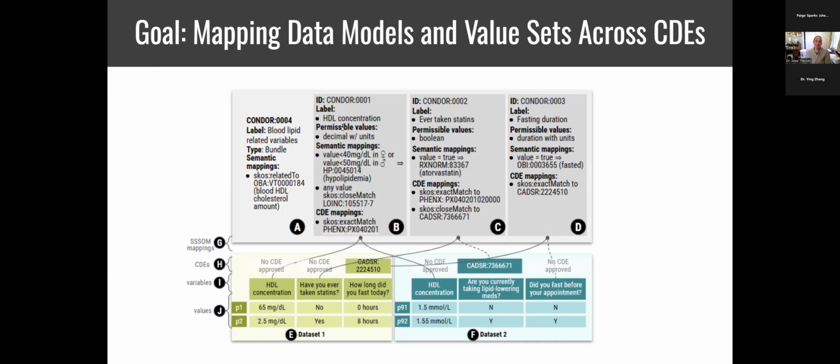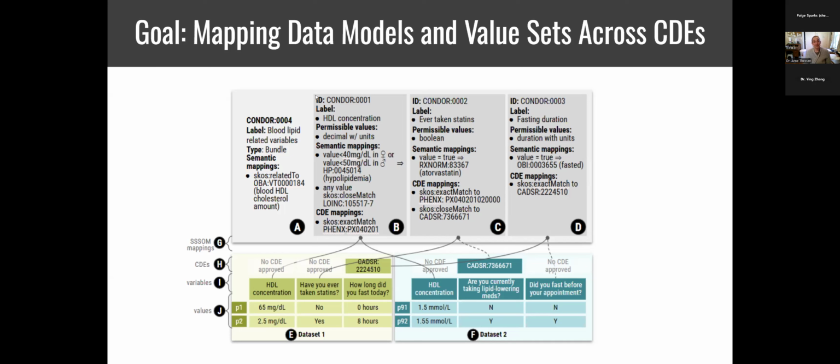We're experimenting right now with using these microschemas to define these things and say how they relate to each other and how they relate to other things. Here, for the HDL concentration, this is a SKOS exact match to a Phoenix CDE and a close match to a LOINC code.